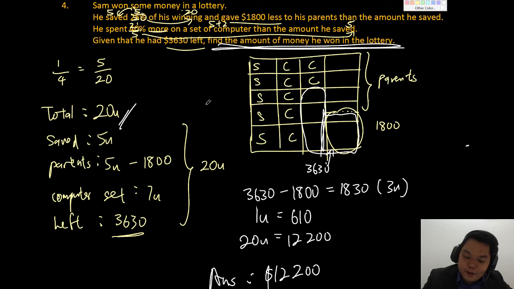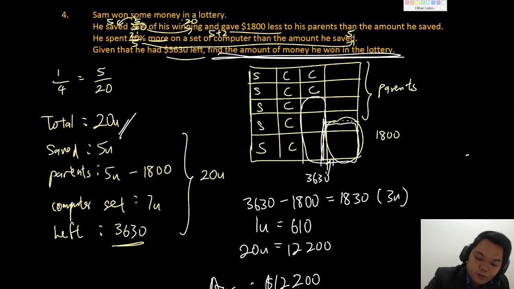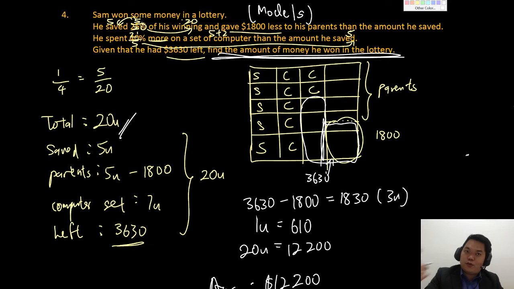Okay, so what method is this? This is to use models to represent the situation, to find out what are the steps you need to take. Because you can see that some of you got 36,200. Probably that was because of some confusion.